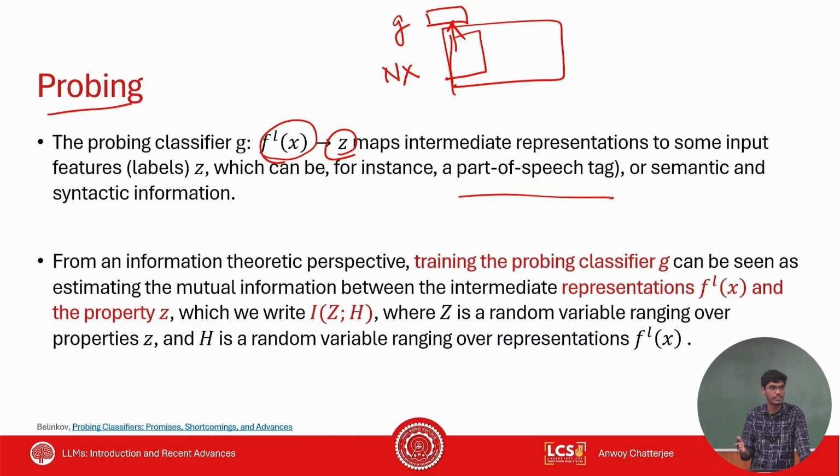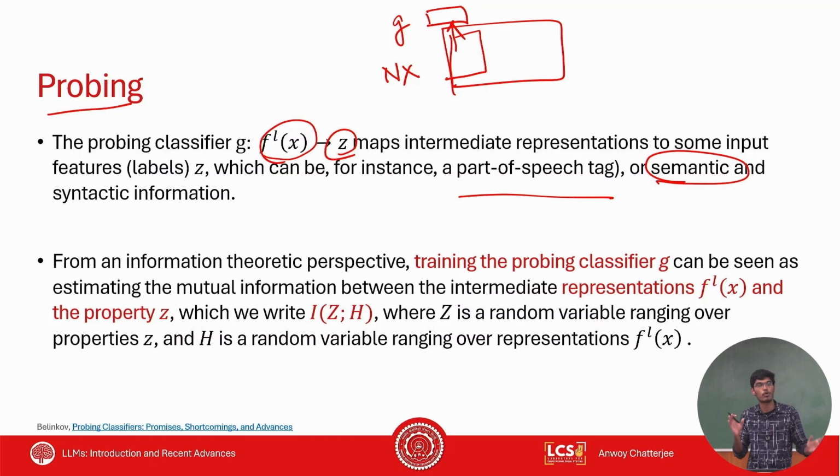So part of speech tagging can be chosen as our probe task, and we can train a classifier which will try to predict the part of speech tags from the hidden state of a layer. And similarly, we can design probes for semantic information, like say coreference resolution or tasks like that.